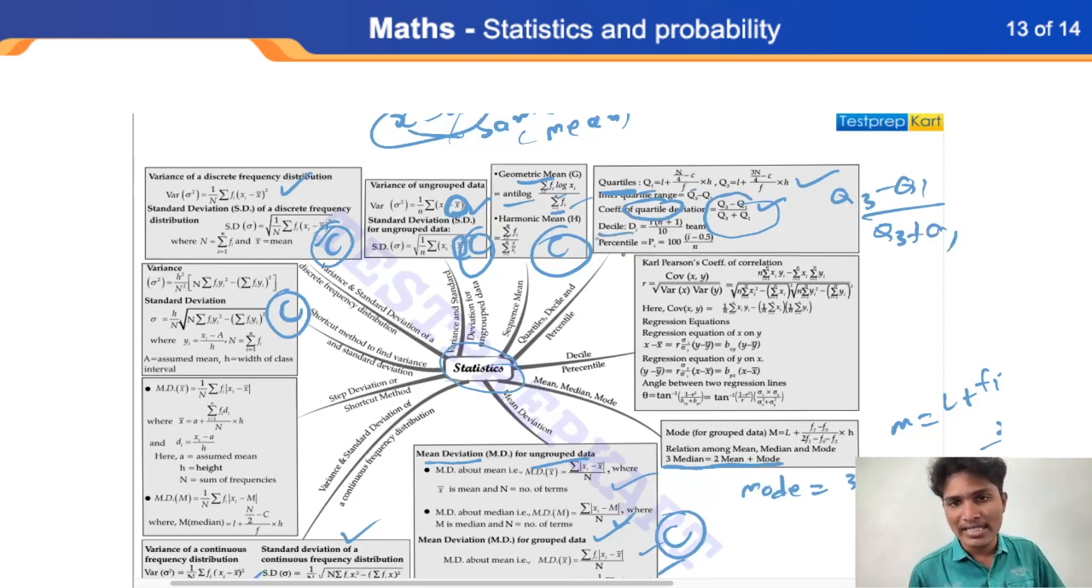And decile and percentile. Decile is D_i equals the (i times (n plus 1) divided by 10)th term, and the percentile is P_i equals 100 times (i minus 0.5) divided by n. So this one is also completed.